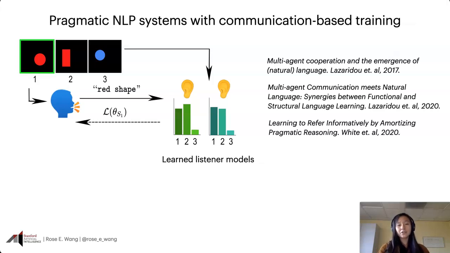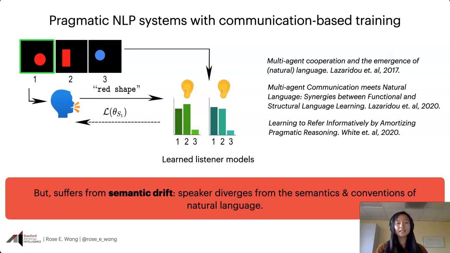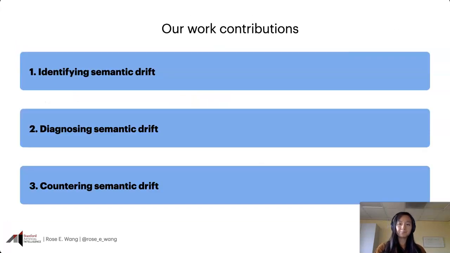One promising avenue for developing pragmatic language models is communication-based training, where a speaker learns to train and communicate with a learned model of a listener. However, this approach commonly suffers from a problem called semantic drift, where the speaker learns to produce utterances that satisfy the listener but diverge from the semantics of natural language. Our work contributions include identifying, diagnosing, and countering one pernicious form of semantic drift.